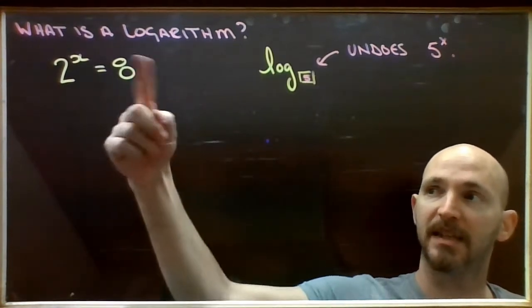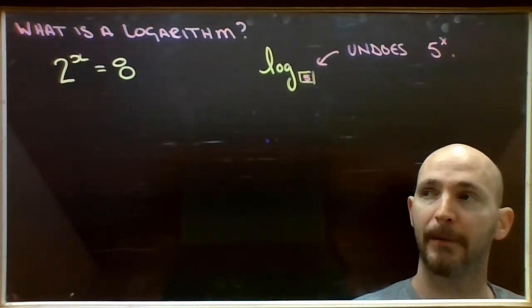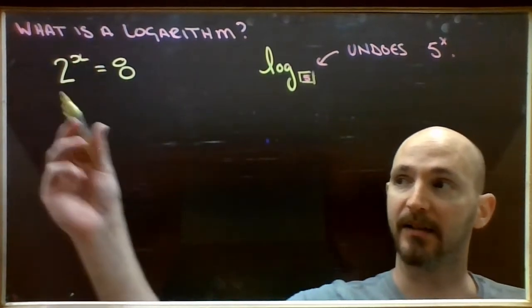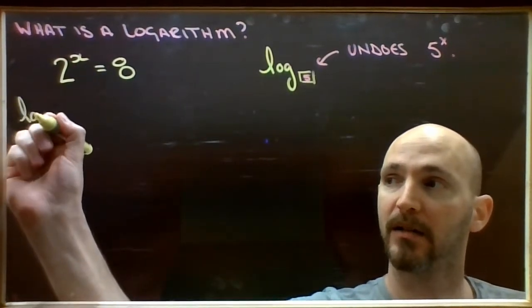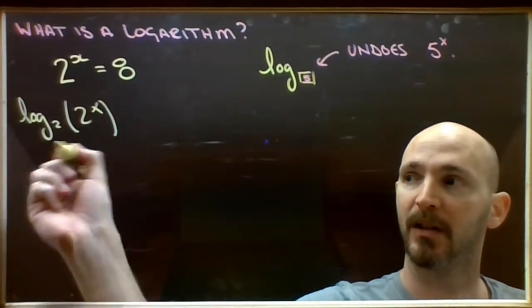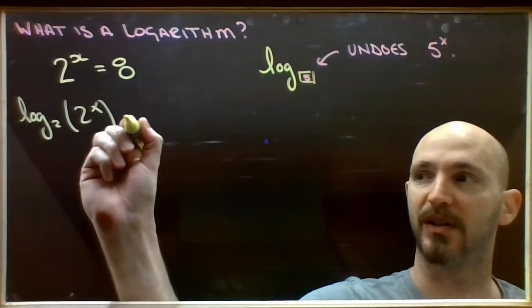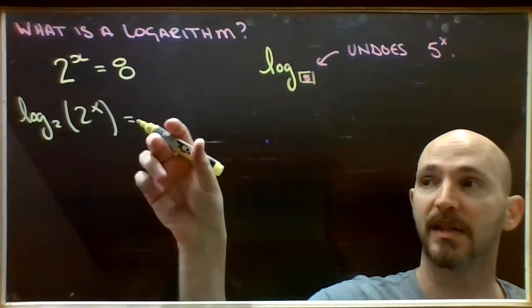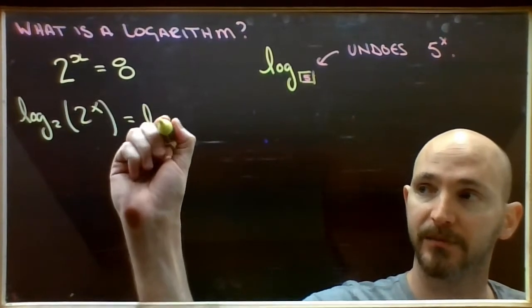So looking at this particular equation, if I need to undo 2 to the exponent x, I'm going to require log base 2. Those two functions undo each other. But as with all things in algebra, if I apply it to one side, I have to apply it to the other.